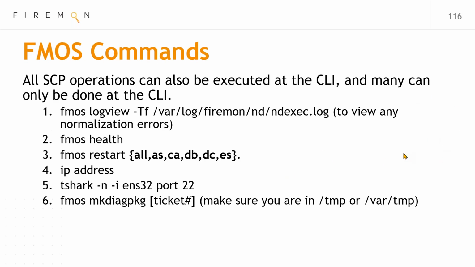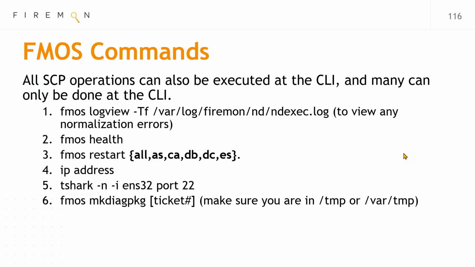All right, there are some commands that can only be run at the command line, and there are some server control panels that can only work there as well. For instance, the log viewing, which we were just doing, cannot happen in a server control panel, only can be done in the command line as we just did. The FMOS restart commands can only happen also at the command line. FMOS health can be run at the command line, but you can also get that information out of the control panel. There is a command called IP address, which only works at command line as well, which will just show you the IP configuration of the server that you're currently logged into.